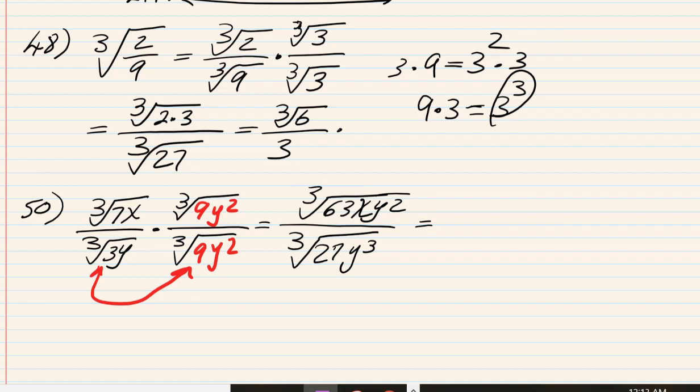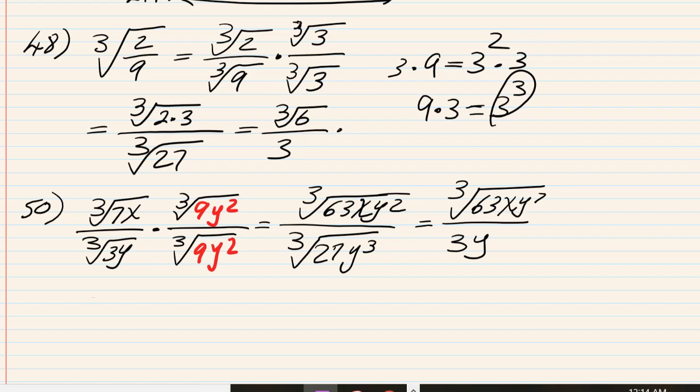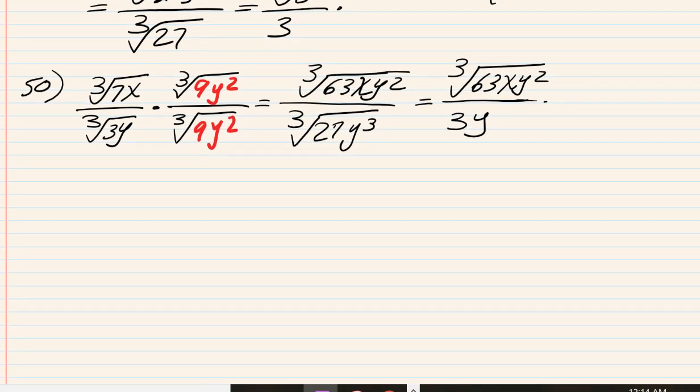Okay. And there we have this one. The denominator is going to be 3y. And that's what our goal was. And in the numerator, whatever happens, doesn't matter. Notice the numerator gets more complicated. But that is okay. We accomplished what we wanted to. That's number 50 for you.